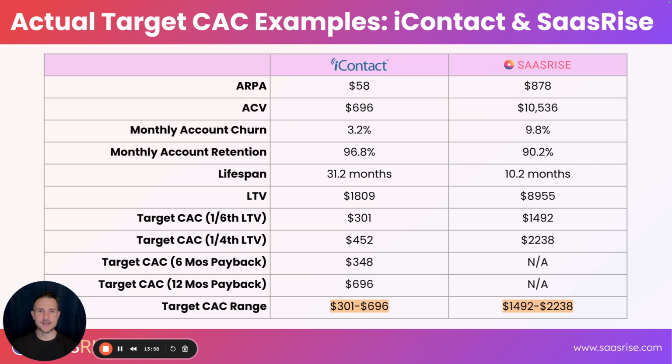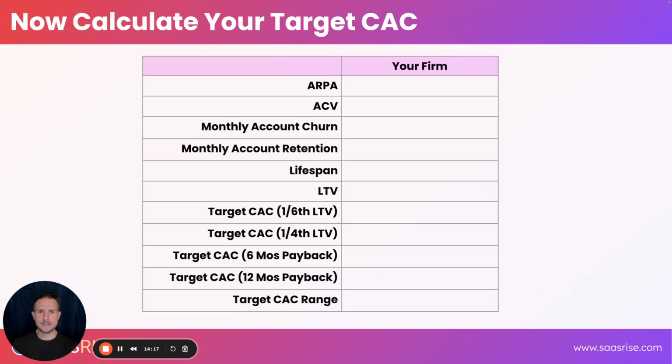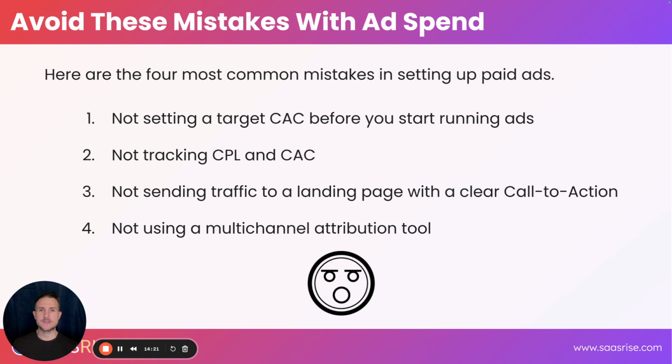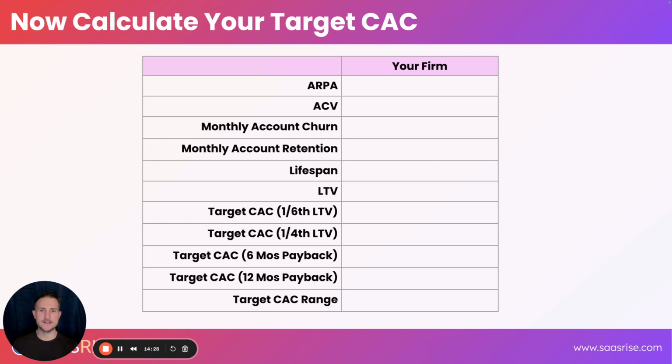You can study these examples from iContact, which targeted SMBs, and SaaSRise, which targets essentially CEOs, mid-markets, about $800, $900 a month on average once you add in all the upsells that we offer, like ads management and exit consulting and that type of thing. So now calculate your target CAC, and once you have this filled out, then you can continue on into the next part of this lesson. You can pause here to fill out this in your unit economics template.